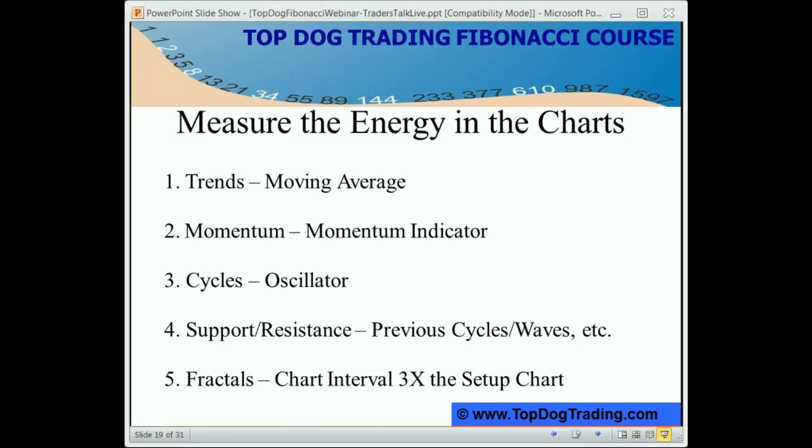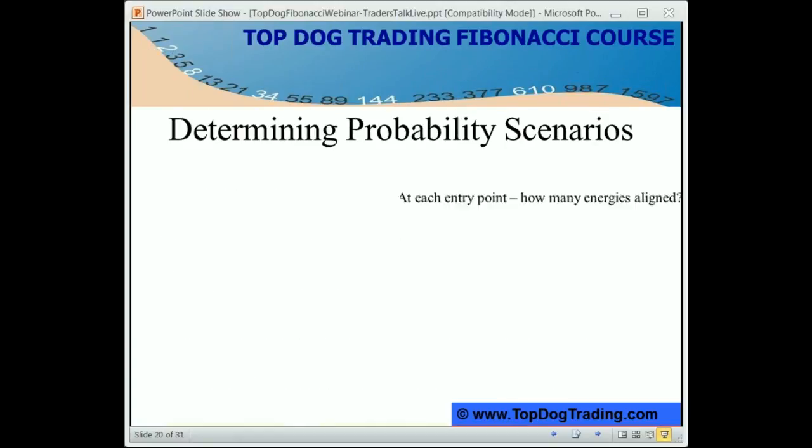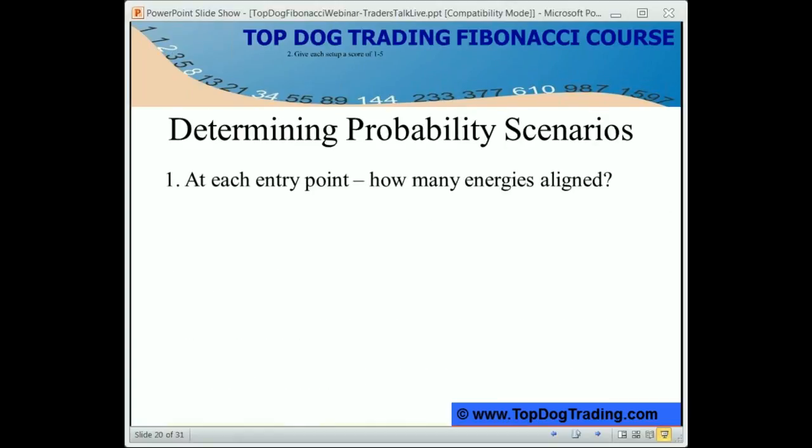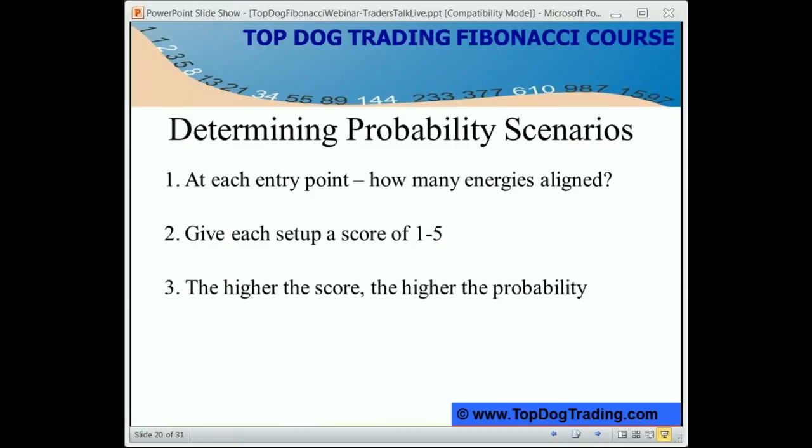So these are the energies, and when I use the word energy, you can think of it as money flow. The energy of money flow is divided into 5 subsets. We use this to determine a probability scenario, looking for these energies to align. Give each setup a score of 1 to 5 based on the 5 energies. How many are aligned? Obviously, the higher the score, the higher the probability.